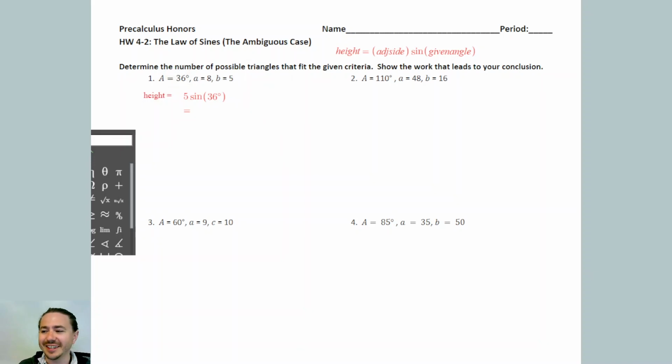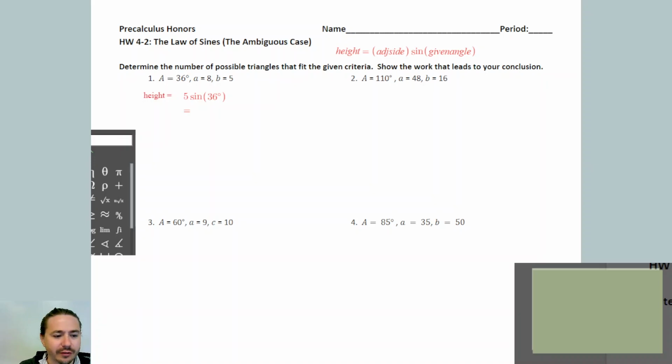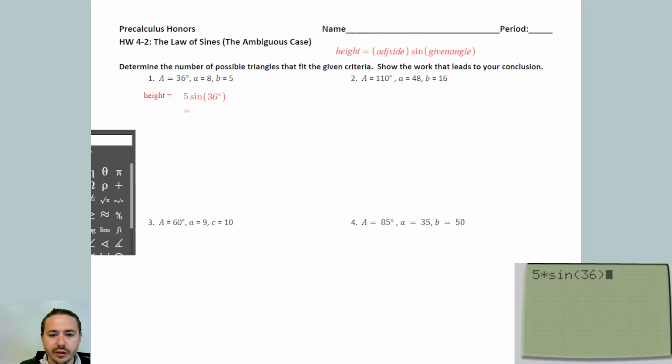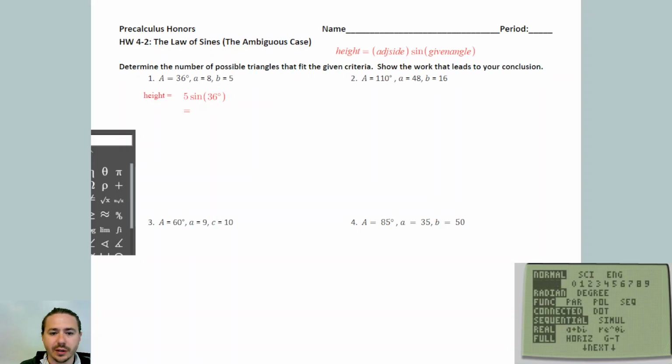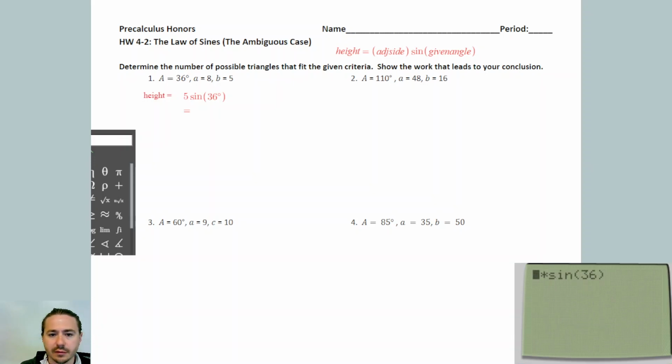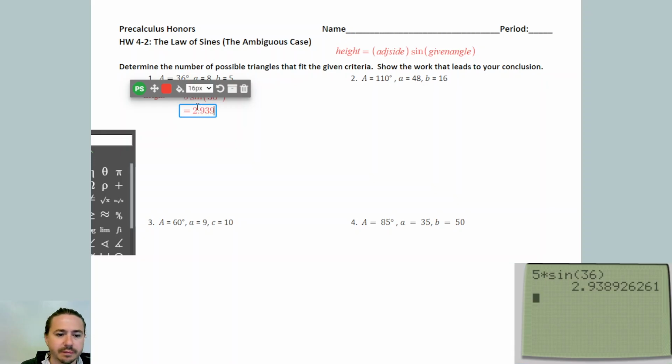Let's put it in our calculator and find out. Okay, so we've got 5 times the sine of 36. Before I hit enter, I'm going to make sure that I'm in degrees, and I'm not, so I need to change this from radians to degrees since the angle measure was given in degrees. I'll change that to degrees, exit out of there, and we get about 2.938, which rounds up to 2.94.